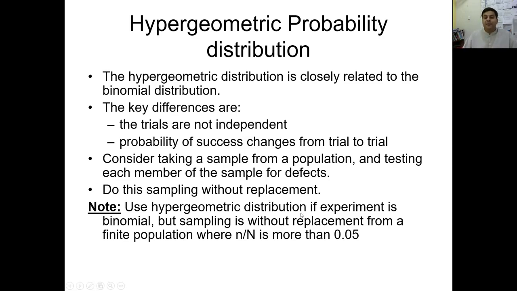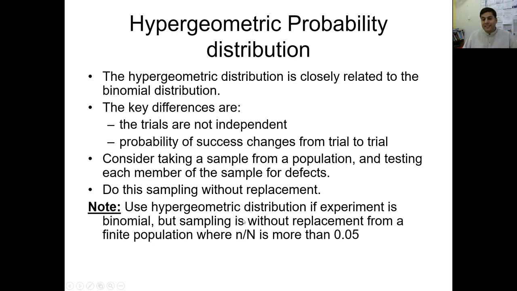So use hypergeometric distribution if the experiment is binomial but sampling is without replacement. This is another identification. If you are confused about whether to use the binomial distribution or the hypergeometric probability distribution, this is another indicator: if the sampling is without replacement from a finite population, use hypergeometric distribution. Here small n is the sample size and capital N is the population size. When you divide the sample size by the population size, if it is more than 0.05, then you need to use hypergeometric distribution.